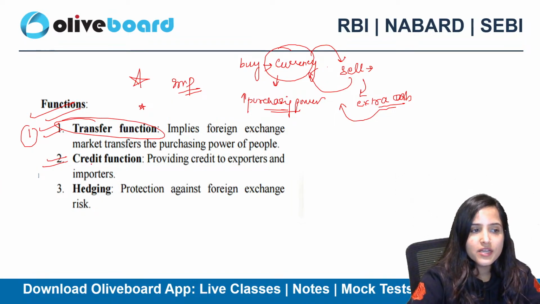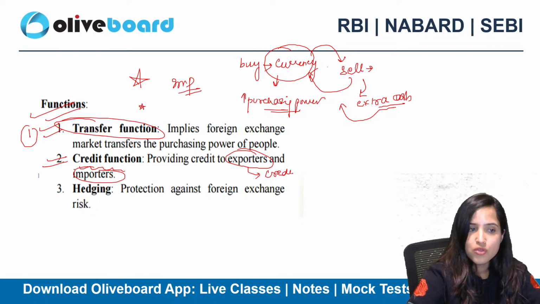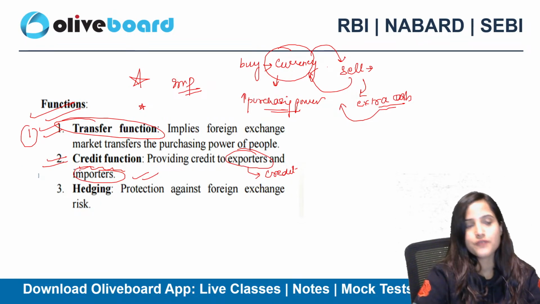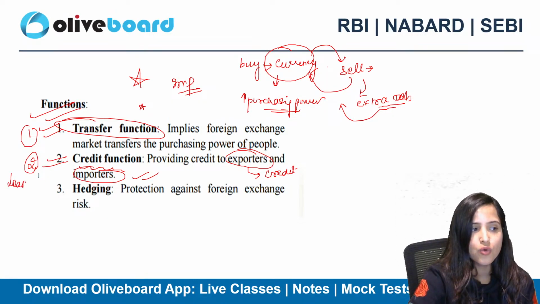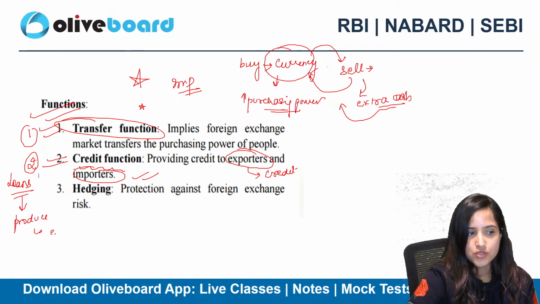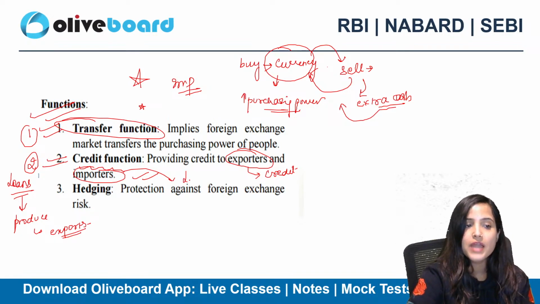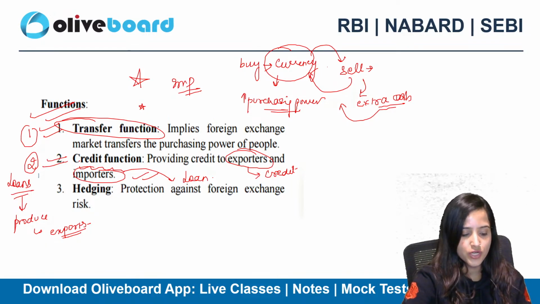Second is your credit function. Providing credit to exporters and importers. Those who want to export their product, providing them credit, and those who want to import, providing them the money. That is another function of the foreign exchange market. You can take loans in order to produce, to export. Or if you want to import something from outside, you can take a loan for that. That's another function of the foreign exchange market.